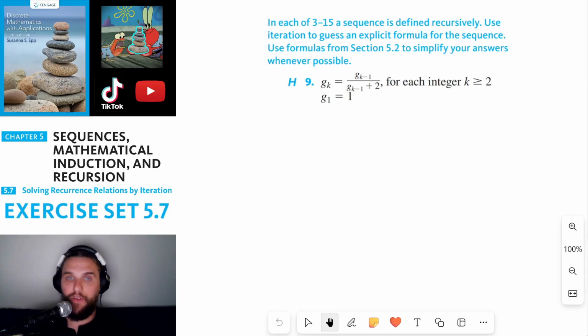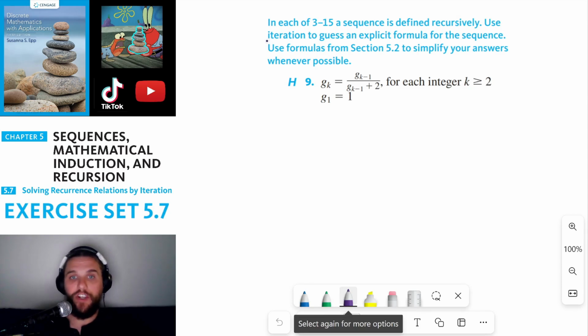In each of 3 through 15, a sequence is defined recursively. Use iteration to guess an explicit formula for the sequence. Use formulas from section 5.2 to simplify your answers whenever possible. G sub k equals G sub k minus 1 over G sub k minus 1 plus 2 for each integer k greater than or equal to 2 and G sub 1 equals 1.